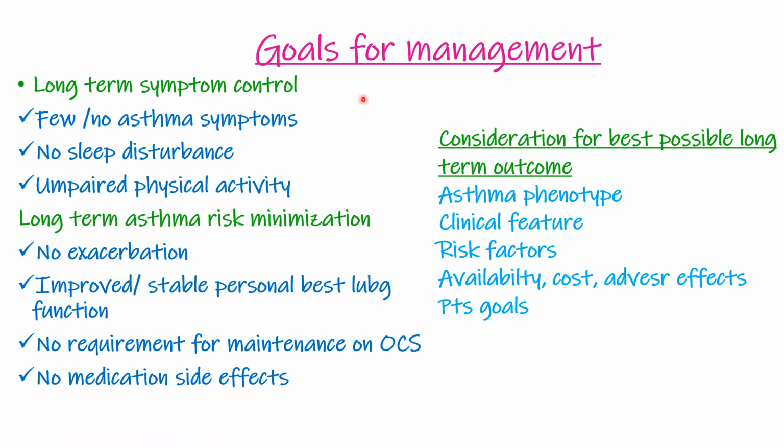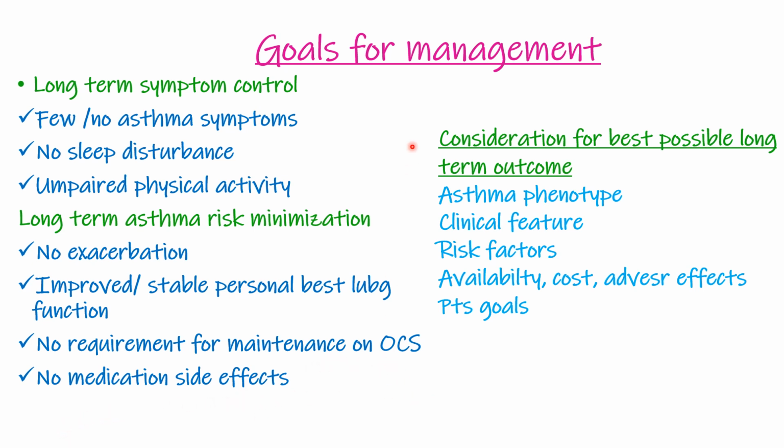So what are the goals of treatment according to GINA 2024? There are two of them: long-term symptom control and long-term asthma risk minimization. Long-term symptom control is to make sure that there are few or no asthma symptoms, there's no sleep disturbance, meaning the patient is not waking up at night because of asthma symptoms, and there's no impaired physical activity. Long-term asthma risk minimization is where you have no exacerbations, you have improved or stable lung function, that is PEF, FEV1 and FVC, there's no requirement for maintenance oral corticosteroids, and there are no side effects from the medications that you're giving.